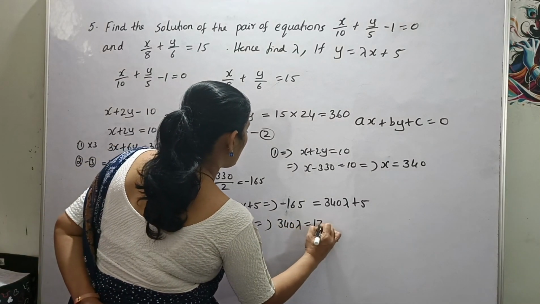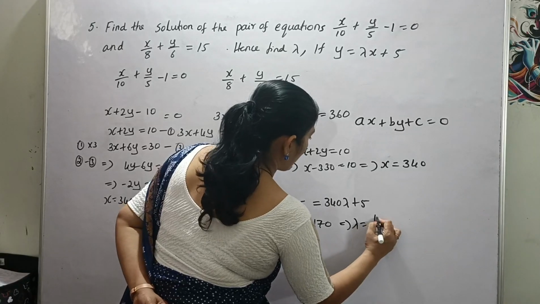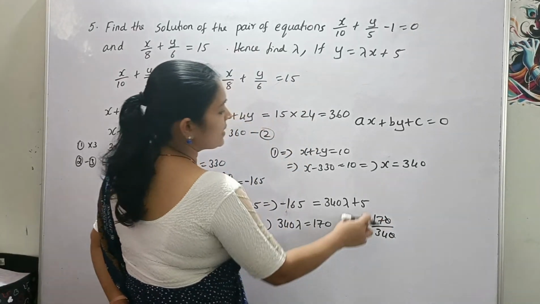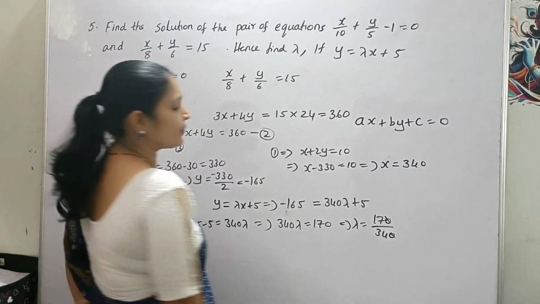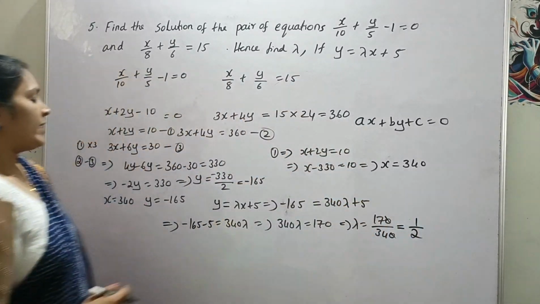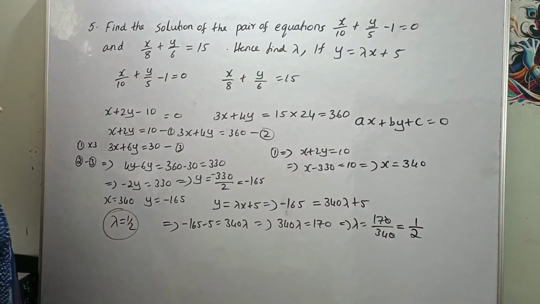340 lambda is equal to 170. That implies lambda is equal to 170 divided by 340. 0 cancelled. 17 twos are 34. Therefore, it is equal to 1 by 2. So, what is the value of lambda? The value of lambda is 1 by 2.